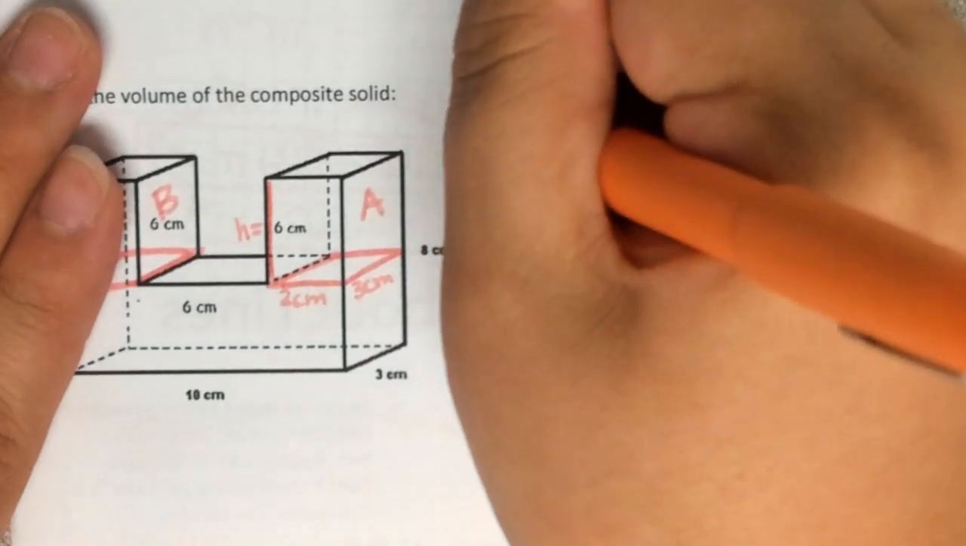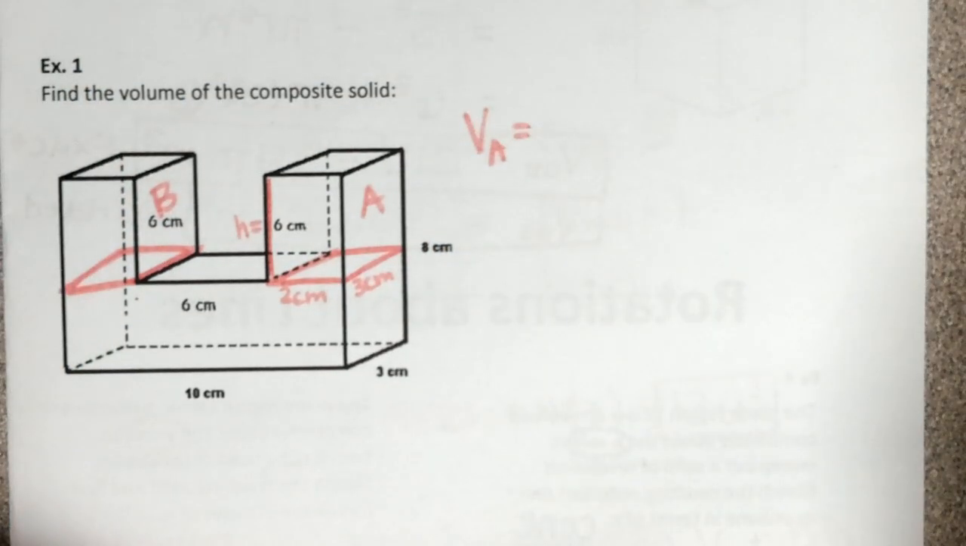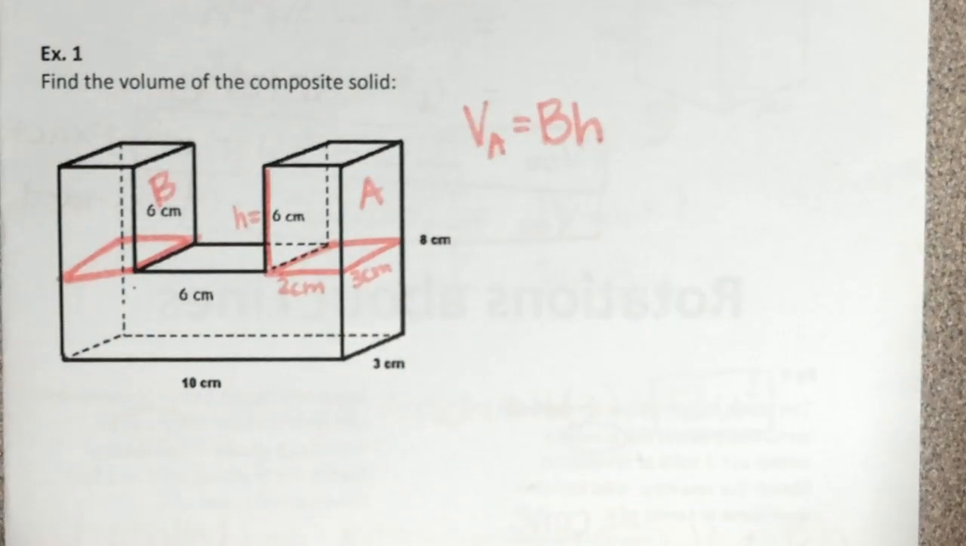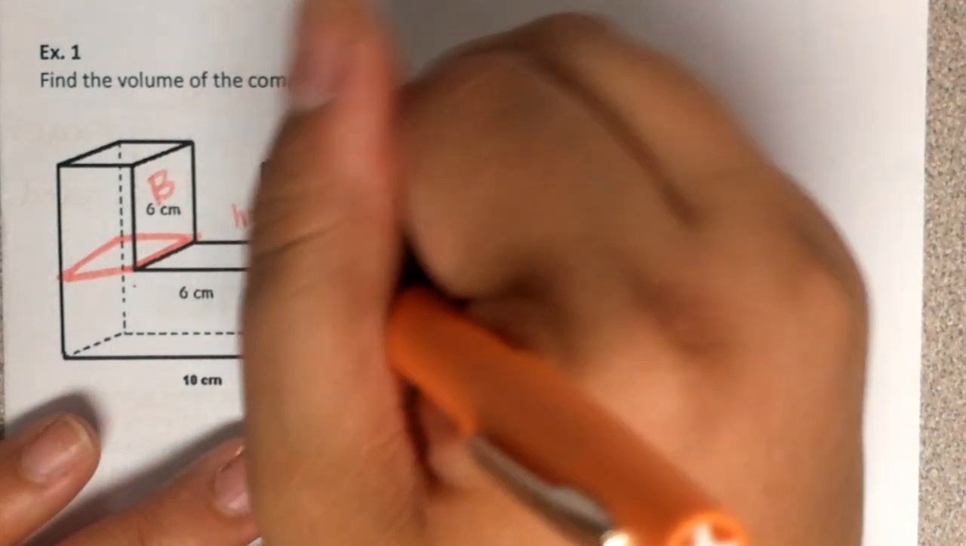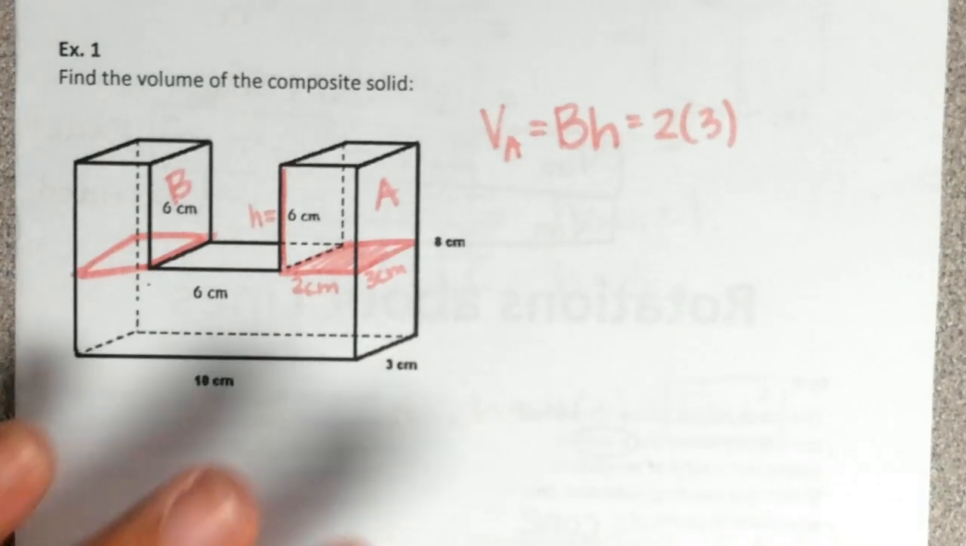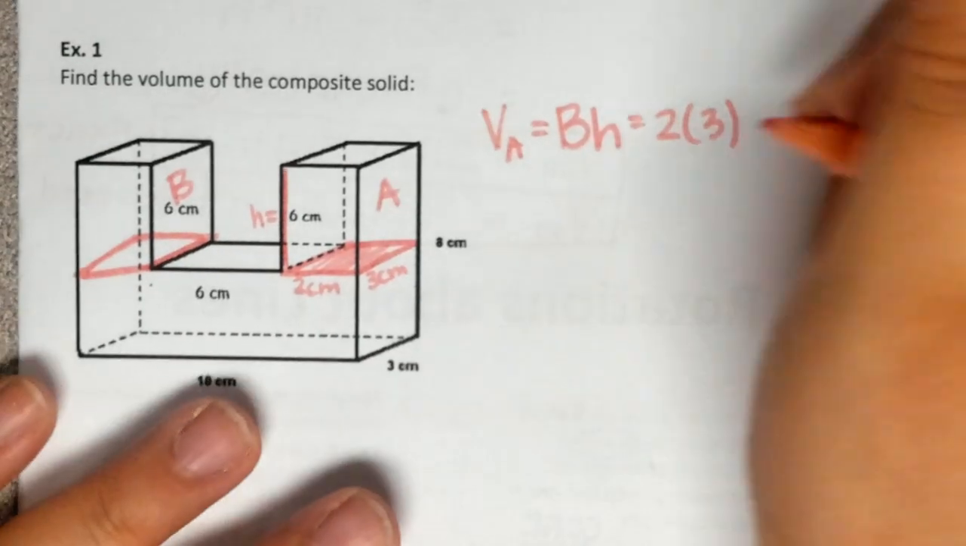So, how do I find the volume of shape A? What shape is it? Not a cube, a rectangular prism. So what's the formula for a rectangular prism? Base times height. What is the area of this base right here? 2 times 3. Do y'all agree? And what's the height? 6.